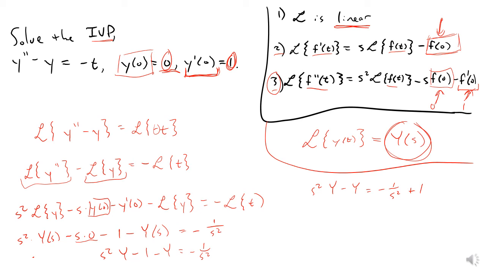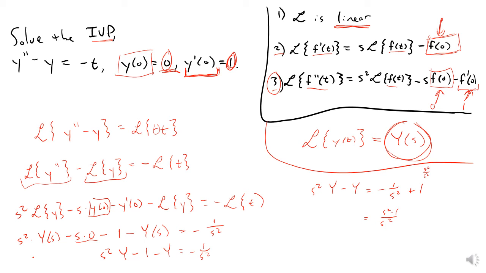Now if you'd like, we could go ahead and get a common denominator on the right hand side and combine that into a single fraction. I can rewrite this 1 as an s squared over an s squared. So then when I add these, I have negative 1 plus s squared over s squared, or s squared minus 1 over s squared.